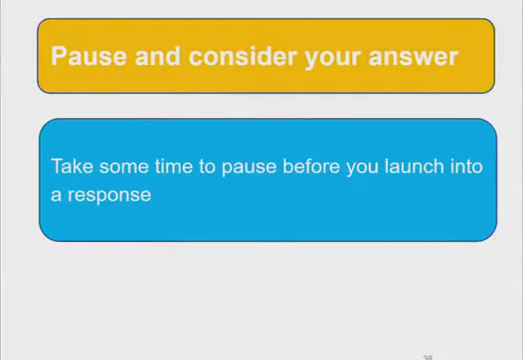So pause and consider your answer. Take some time to pause before you launch into a response. And why would that be so important? Because you have to, again, think about your answer. You want to give the most appropriate answer. And it also ensures that you're listening to the next question and you're giving yourself that breathing space just to regroup quickly and to listen and hear the audience asking you for the next one.